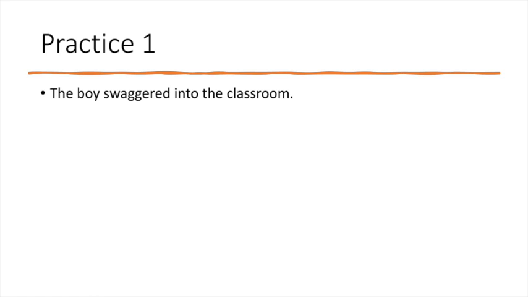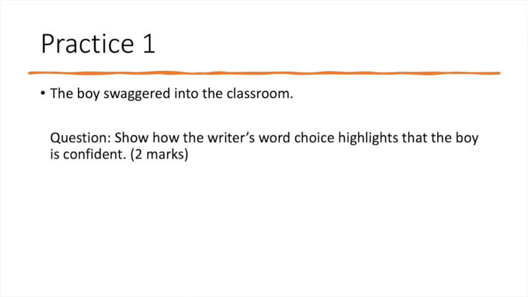So here's a sentence. The boy swaggered into the classroom. Here's a question. Show how the writer's word choice highlights that the boy is confident. And it's a 2-mark question. The first thing that you're going to have to do is think about which word highlights that the boy is confident. You will get a mark just for picking that word by itself. Then you will have to say suggests, and then you will have to give some connotations.